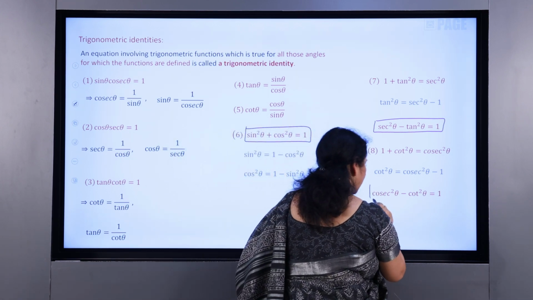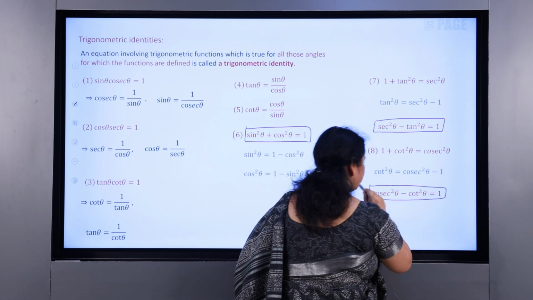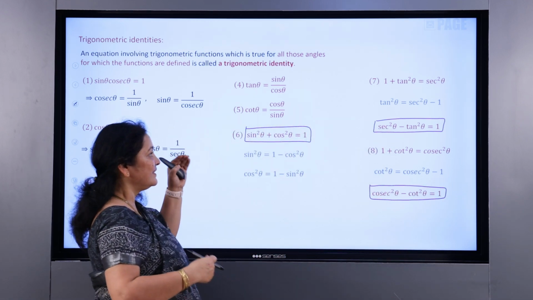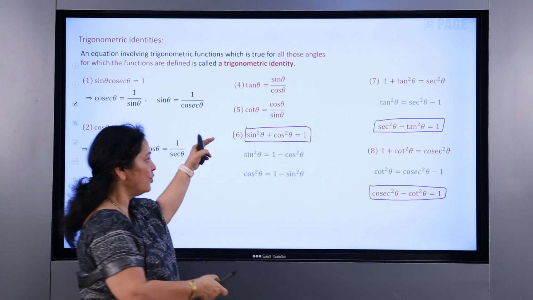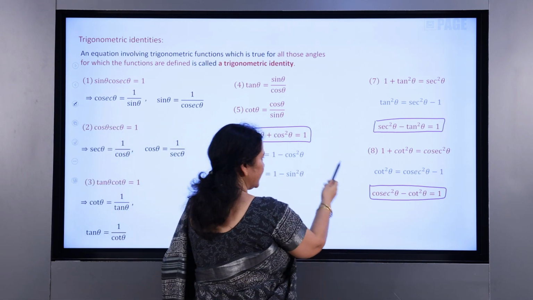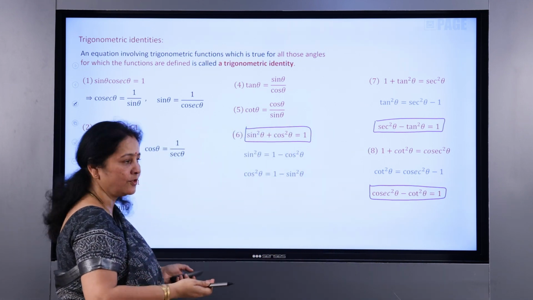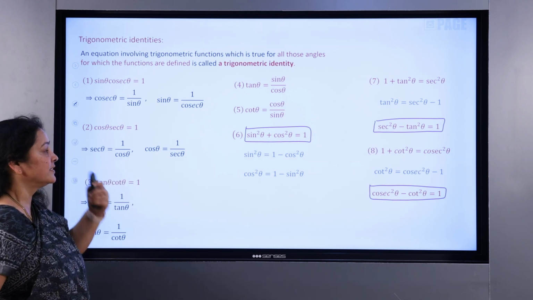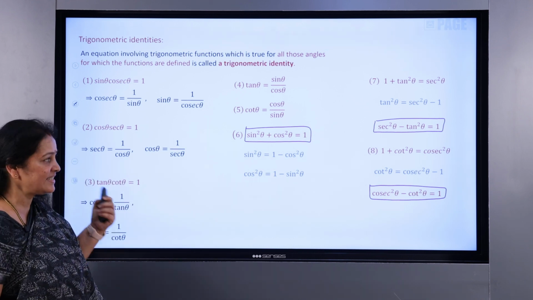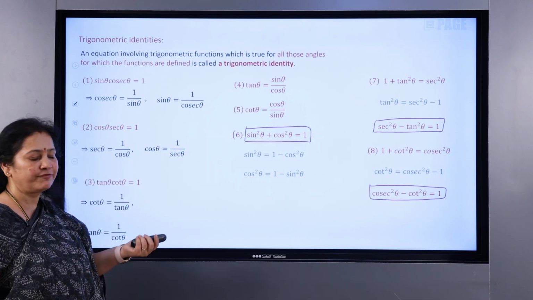So these are the most important identities, and they need to be memorized. If you know the ones which I've put in the box, as you see, we can write down the other values. Okay, so these are the trigonometric identities that we would be using going forward.